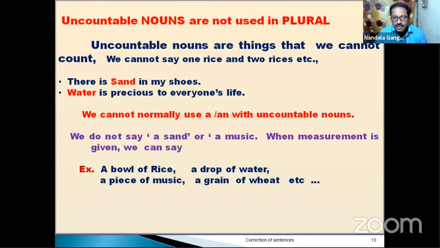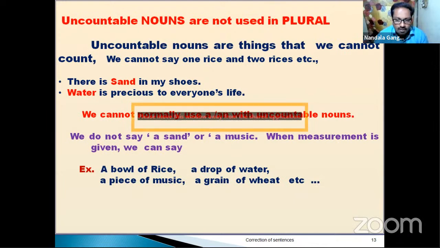If you take water in a bottle or any tank, you can say a tank of water, a bottle of water, and a drop of water, and a piece of music, but we can't say a music. A piece of music, a grain of wheat. Because rice, water, music, wheat are uncountable nouns.